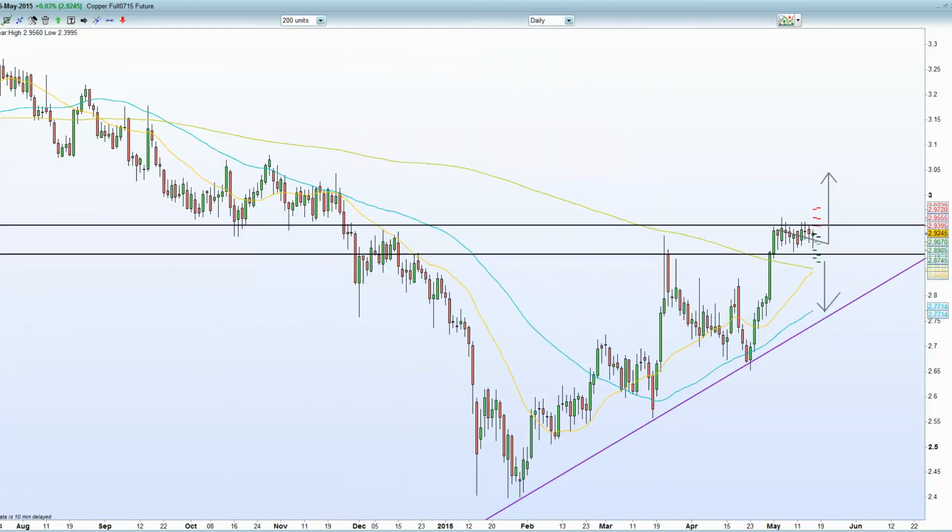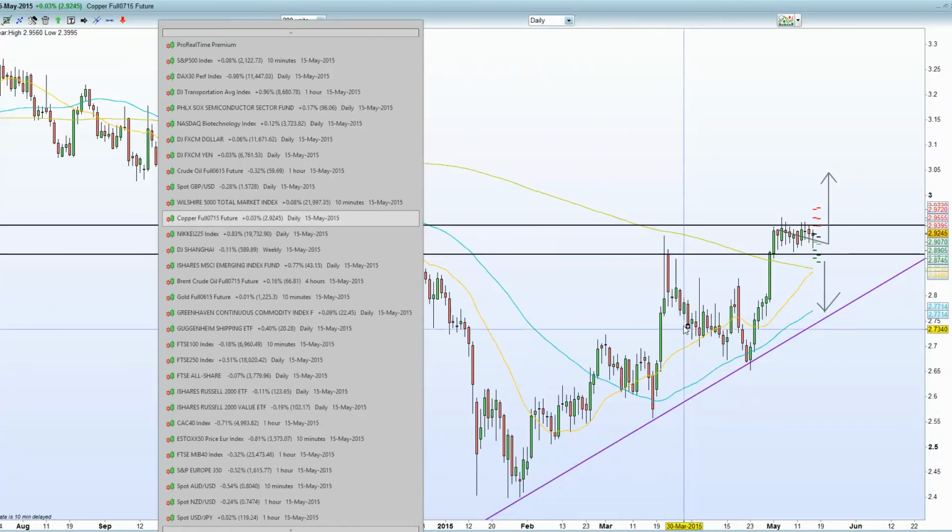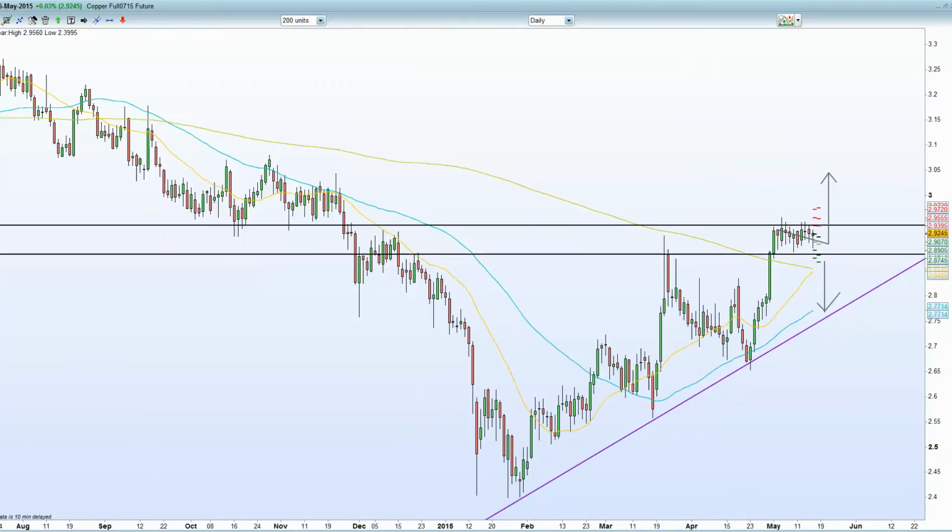Okay, so let's go to the indices now, given the fact that the overall or overwhelming theme is number one, weak economic data, especially from the US. Obviously we're all familiar with China. We have the situation in Greece now.